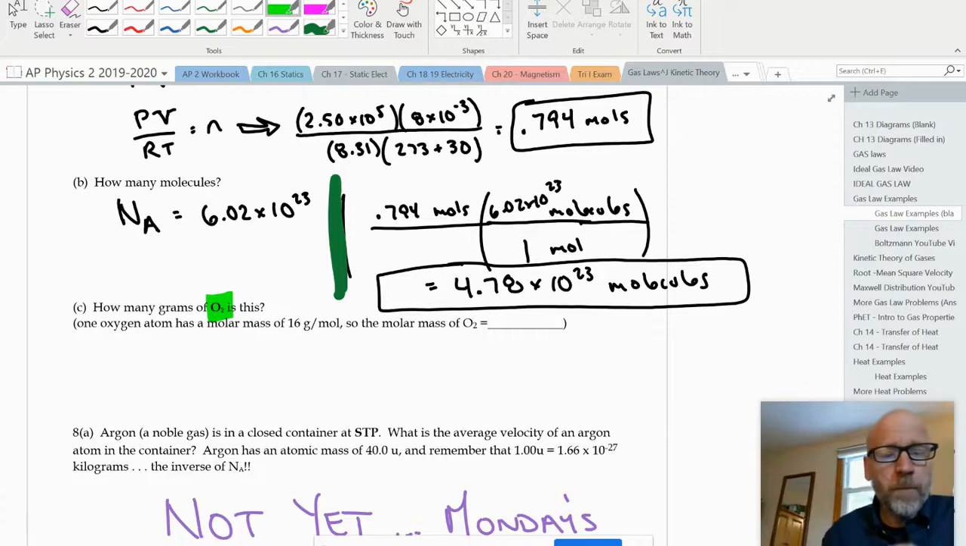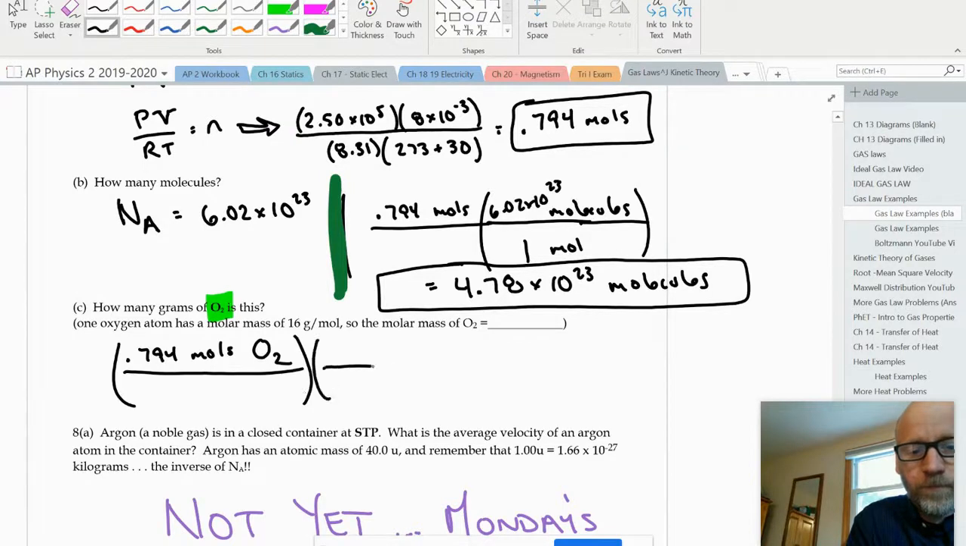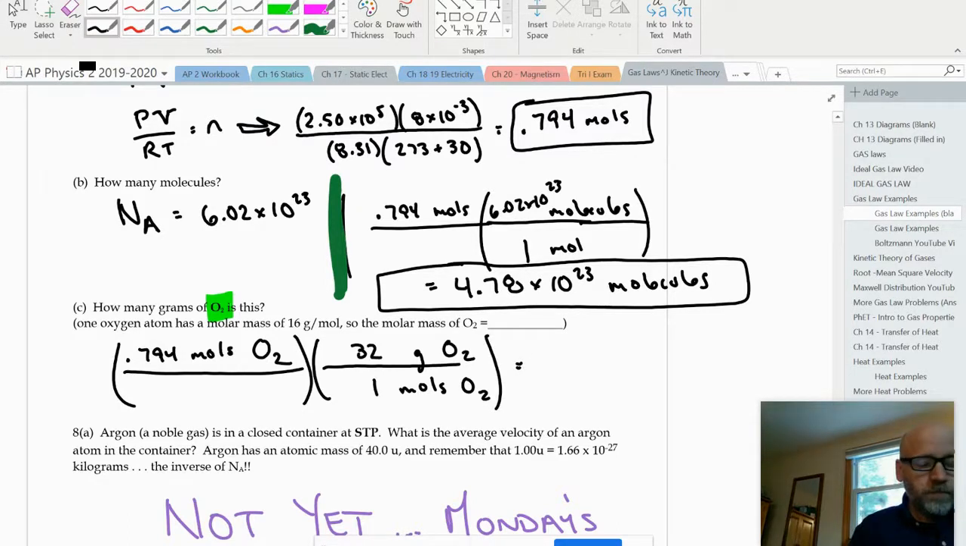So how many grams of oxygen is this? I'm going back to the moles. So I got 0.794 moles of oxygen. I'm going to put moles of oxygen on the bottom, grams of oxygen on the top, and it's going to be 32 grams per 1 mole. That gives 25.4 grams.